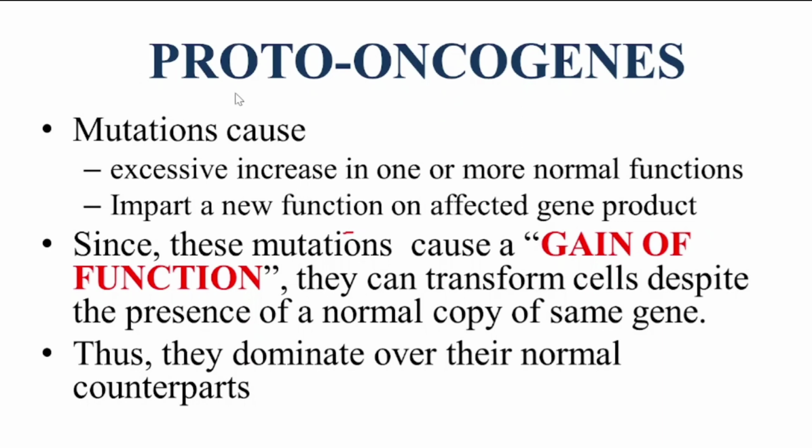So if there is a mutation of a proto-oncogene, it transforms into an oncogene which produces oncoproteins, and these mutations cause an increase in the normal function of the normal genes, or may impart a new function. And since they are gaining a function, these mutations are gain of function mutations. They can transform the cells despite the presence of the normal copy of the same gene, thus they dominate over their normal counterparts. In this aspect, they differ from the tumor suppressor genes. How? There is a loss of function mutation and they behave recessively.